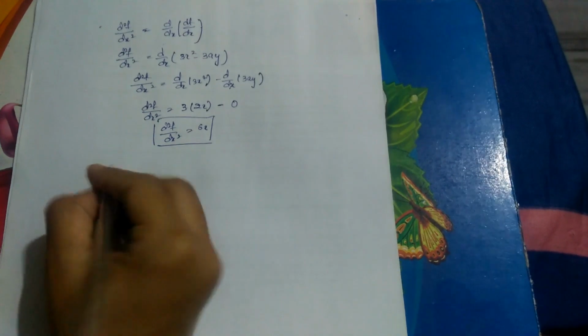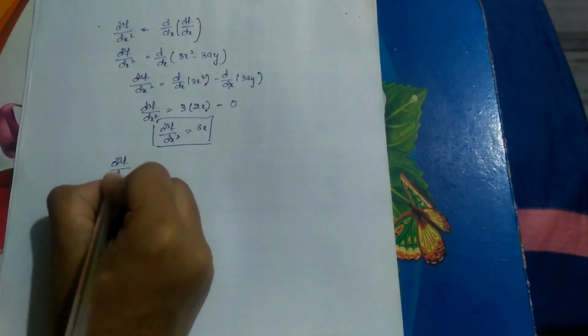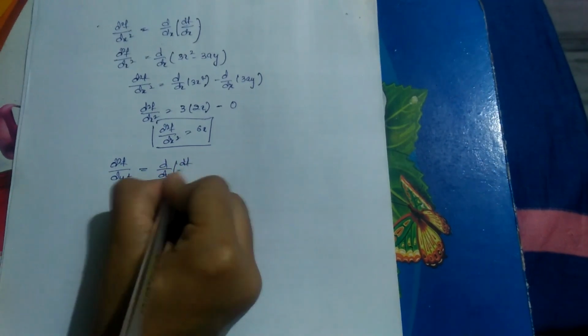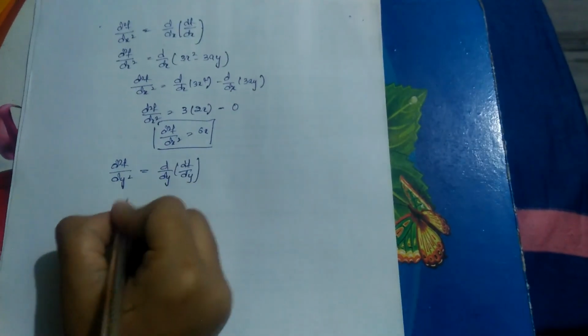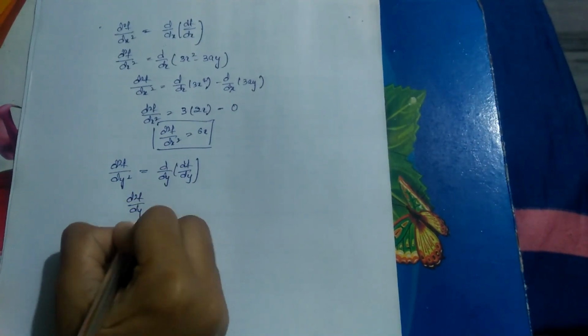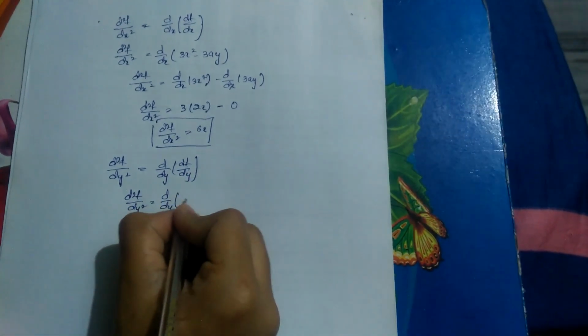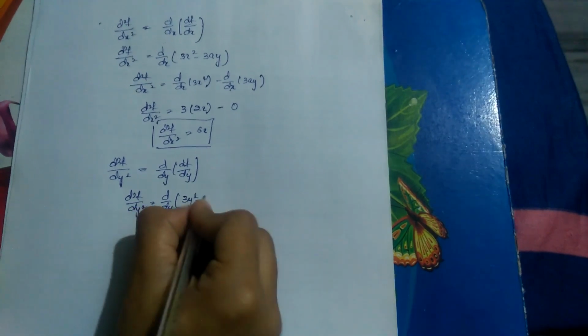Now similarly find the dou square f by dou y square, that equals to dou by dou y of dou f by dou y. Then dou square f by dou y square is equals to dou by dou y of dou f by dou y, we got it as 3y square minus 3ax. Now differentiate this with respect to y.